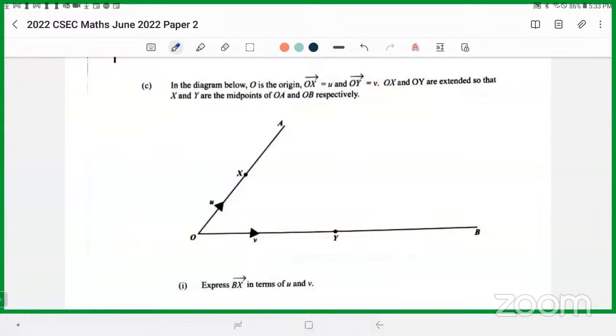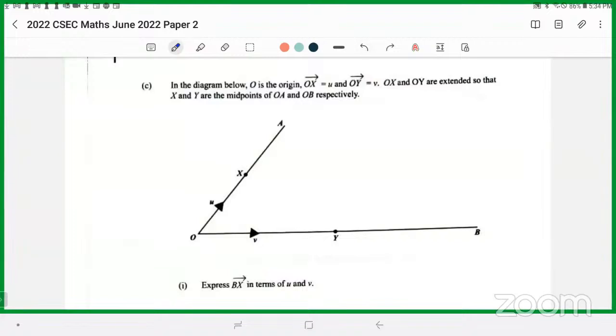This question says, in the diagram below, I like diagram vectors questions because you can see your way around. You can check your answers. What you get by calculation, you can check and see if it makes sense on the diagram. It says in the diagram below, O is the origin. It says OX is U, so they tell us that this vector right here is U. OY is V, so this vector right here is V.